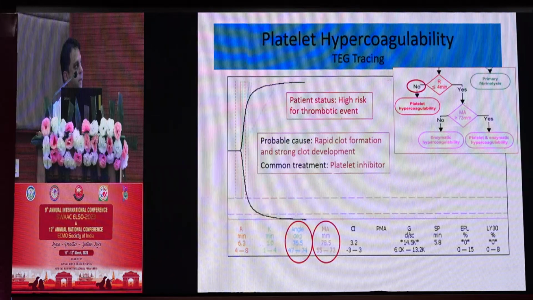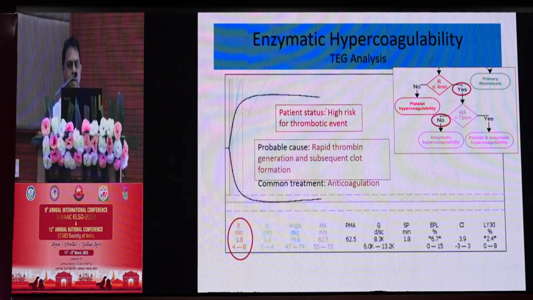You might have to give a platelet inhibitor. And if you have this kind of picture where you have a very low R, then you might have to give anticoagulation. So this is where you have an enzymatic hypercoagulability. This is not platelet hypercoagulability.